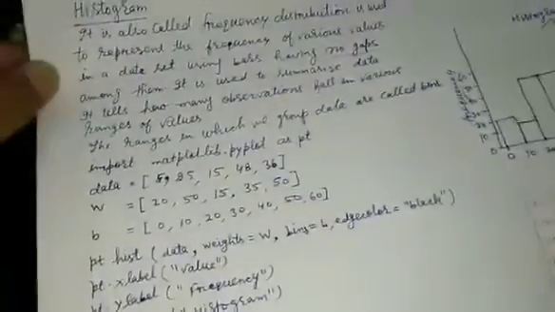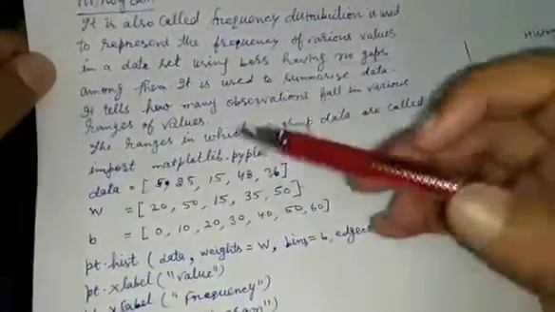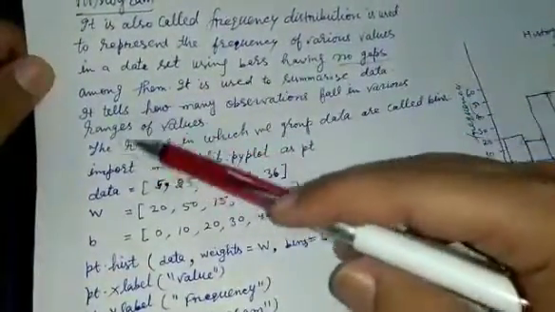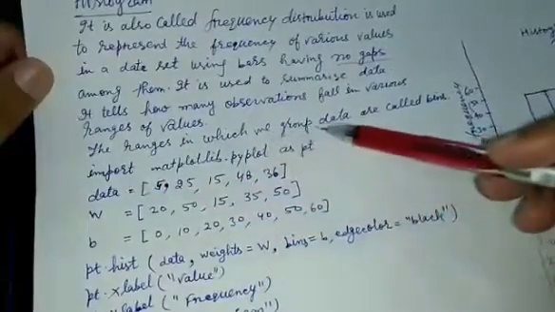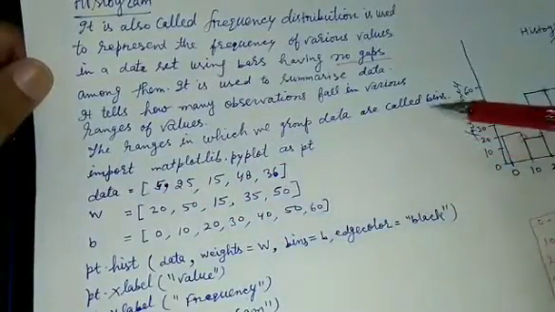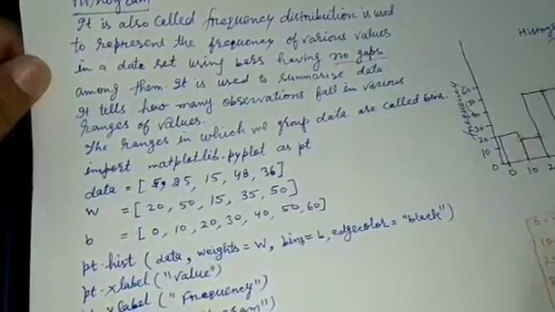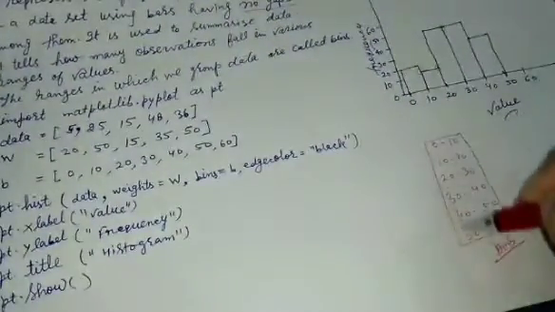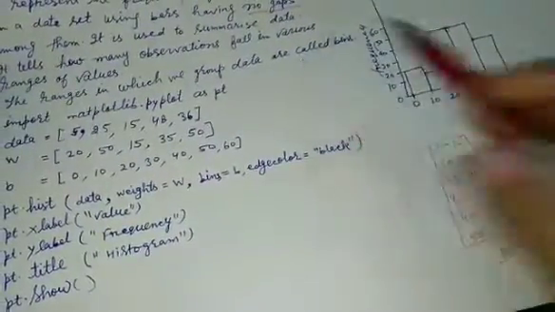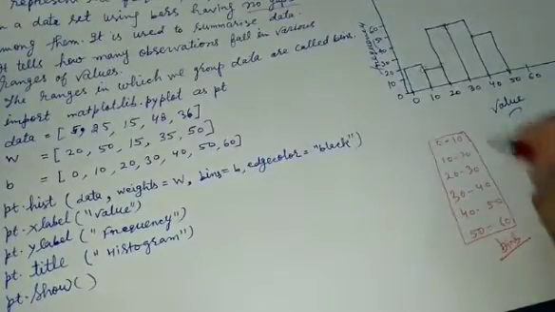Okay, so let's move to the next definition. The ranges in which we group the data are called bins. So these are the examples of bins. When you write the definition of bins in your copy, write down this as the example.